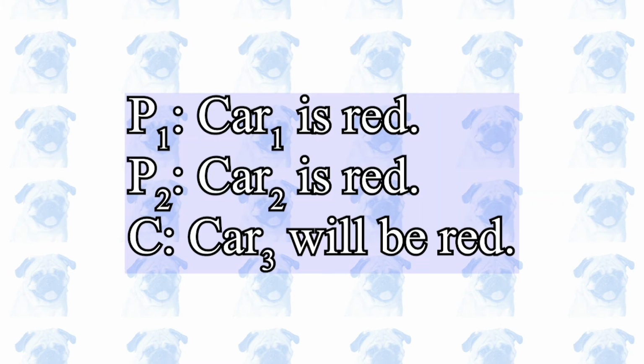7. Car 1 is red. Car 2 is red. Therefore, car 3 will be red. This is a modified version of argument 6. In contrast to argument 6, this argument makes a prediction about the future observation.